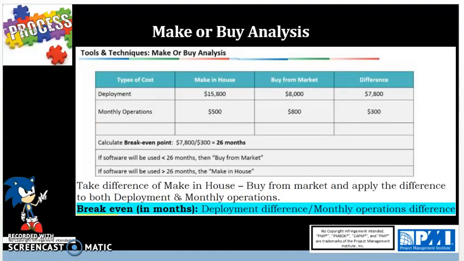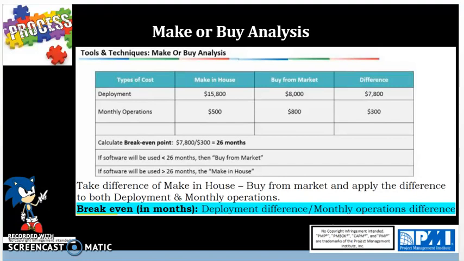This is an example of a make or buy analysis. This example shows a comparison between make in-house and buy from market, and looking at the two types of costs here, deployment versus monthly operations. And taking the difference between these two shows that we've got $7,800 of a difference for deployment and $300 for difference for monthly operations. So calculating the break-even point gives us 26 months.